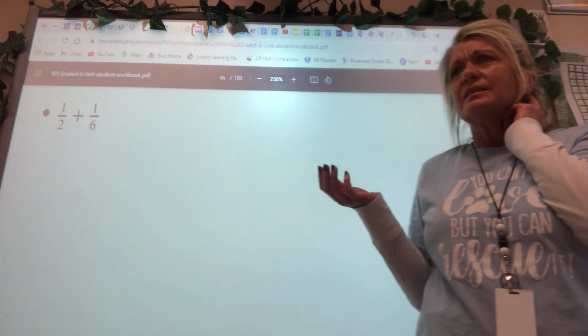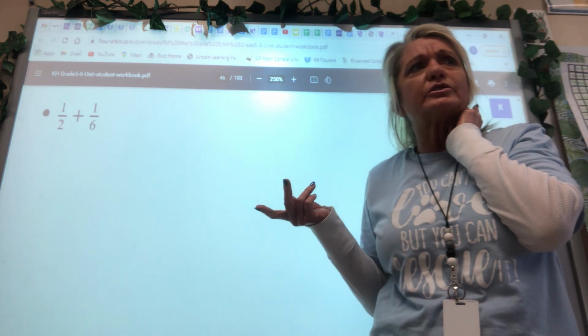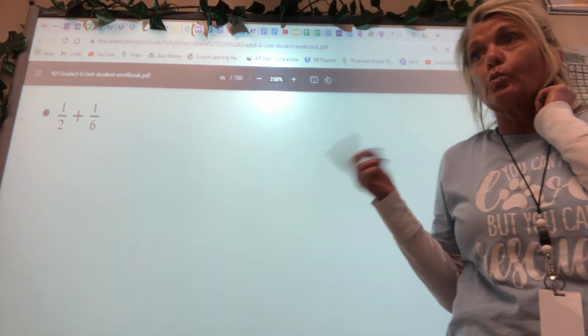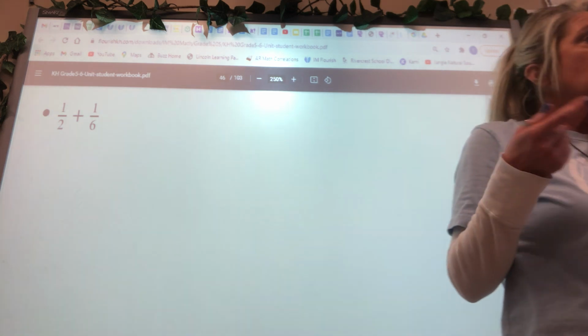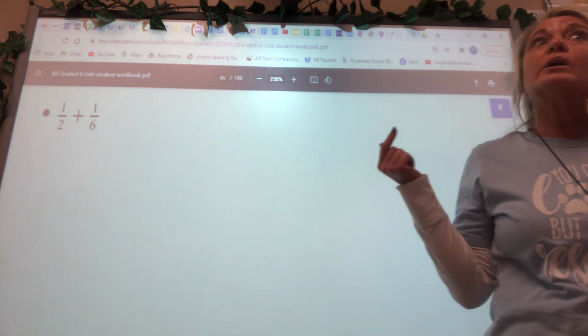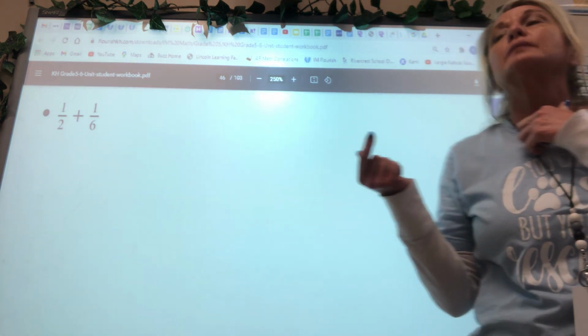Is 8 prime? No, because it has other factors. 1, 8, 2, and 4 are all factors of 8. Yes. And if it has any more factors besides 1 and itself, what kind of number is it? Not prime, but composite.